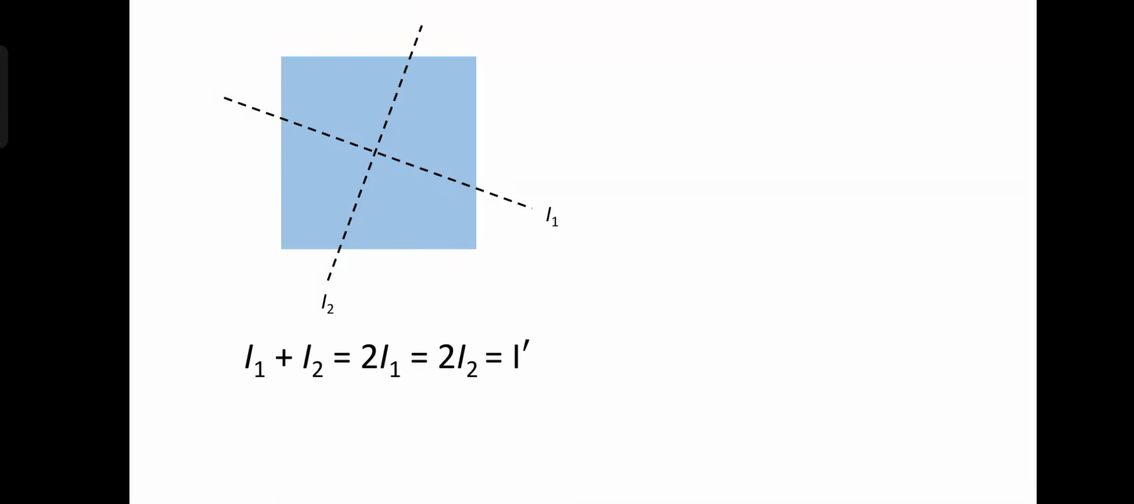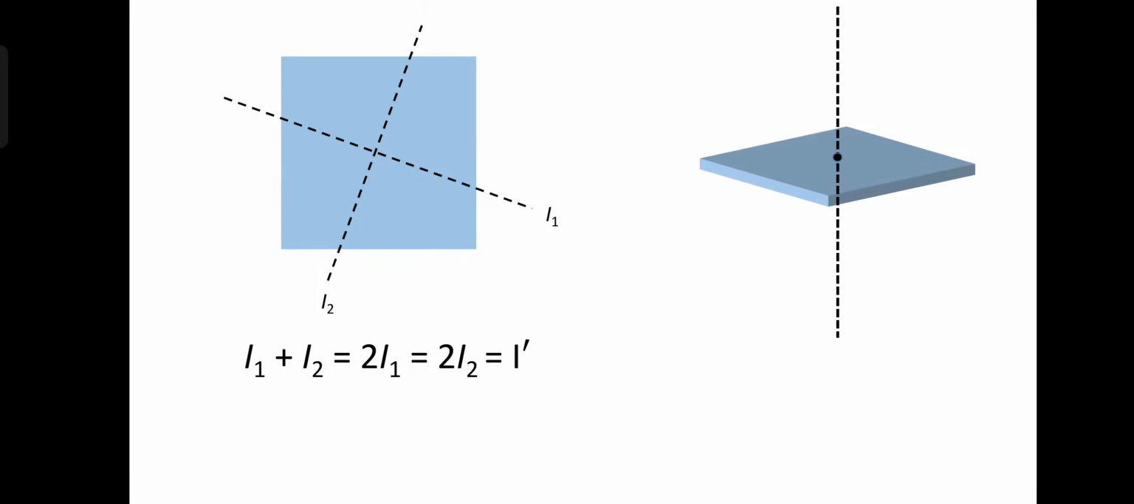Here we are using the perpendicular axis theorem. Here the axis I' is the axis passing through the center of mass and perpendicular to the plane of the square sheet. Also we know that the moment of inertia with respect to axis I' is mx square over 6, where x is the side length of the square sheet.